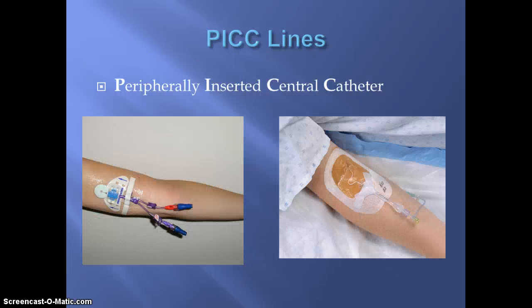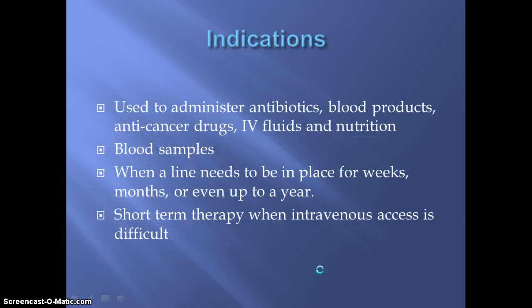Okay, the second part of our lecture is PICC lines, peripherally inserted central catheters. They are, and here's pictures. This is a dual lumen, in other words, two lumens. You can infuse two things at the same time, and this is a single lumen over here on the left. There's certainly different types of these catheters.